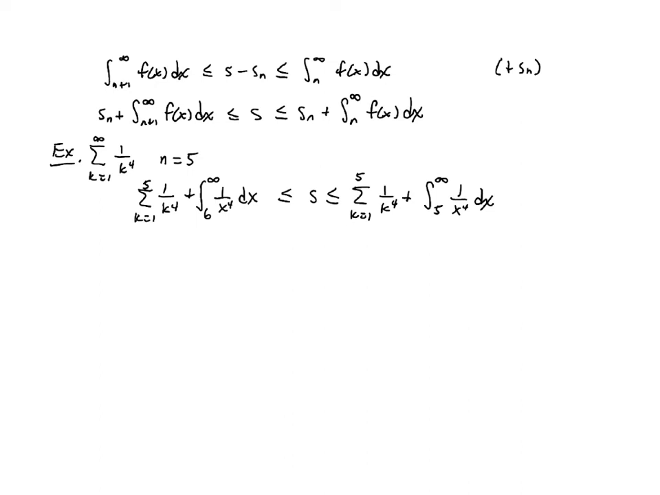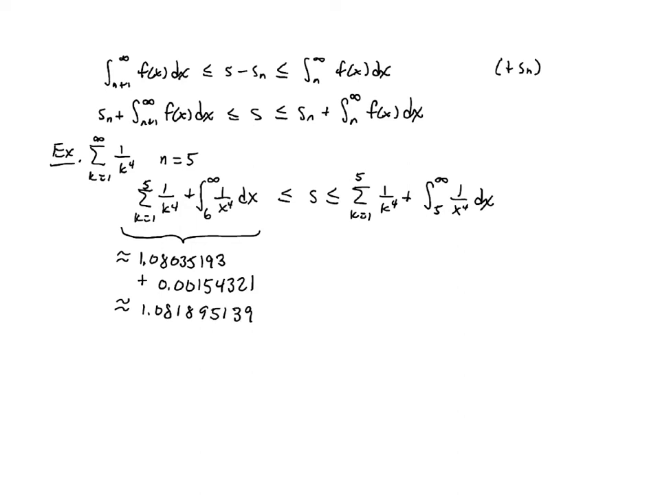Now we've already evaluated all the pieces here, so this left-hand side is approximately 1.08035193 plus 0.00154321, and that gives us a total approximation from the bottom of 1.081895139.